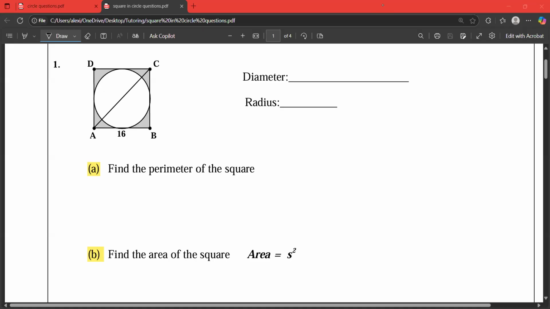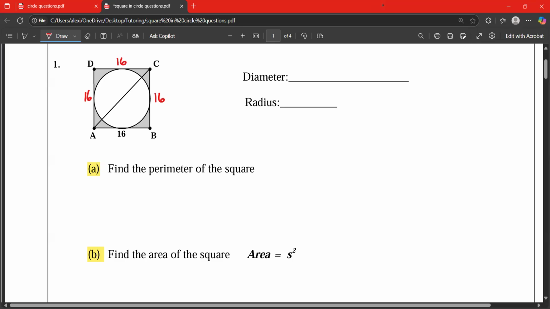A circle is inside the square. They've given us the number 16. Notice the 16 is the bottom base, but this shape is a square. So the bottom base of the square is 16. Now, what do we know about squares and their sides? All the sides are equal. So if the bottom base is 16, then the top is 16, and the sides are 16.